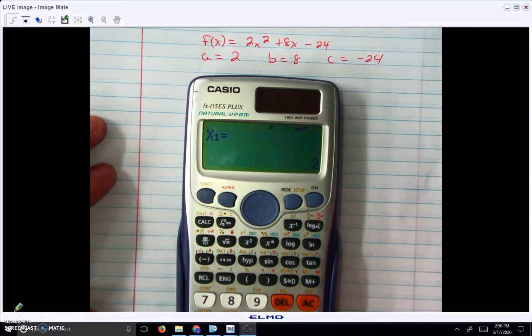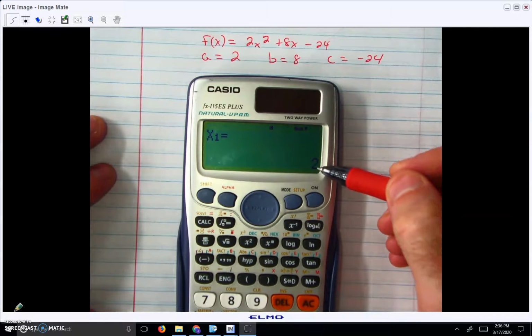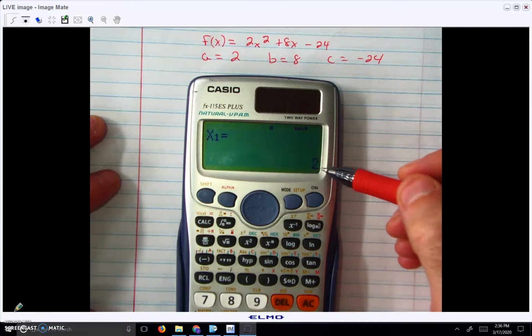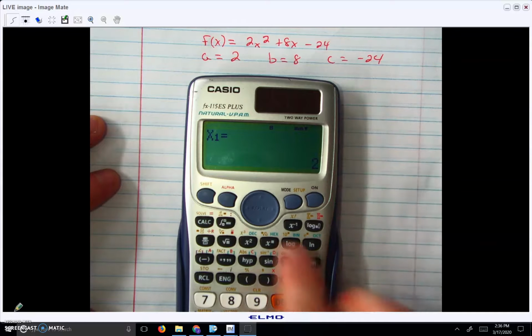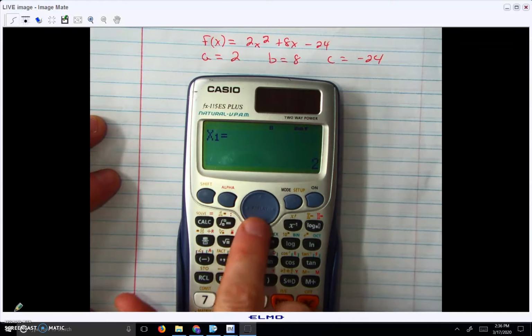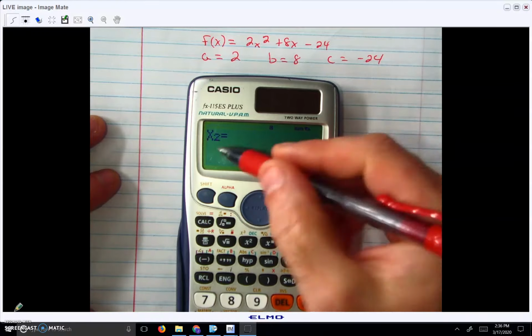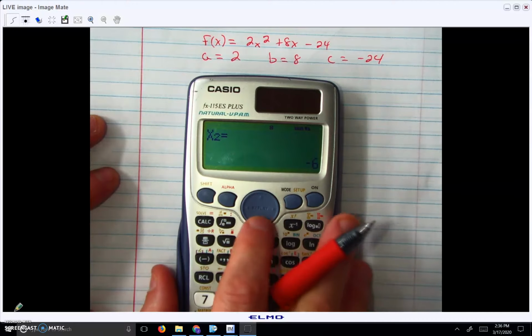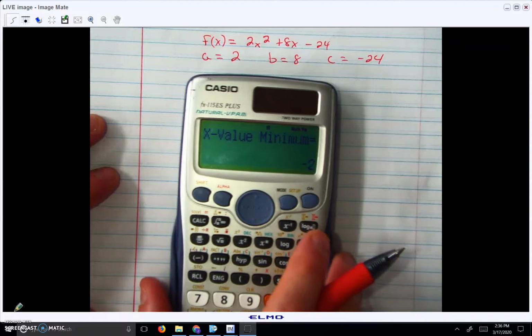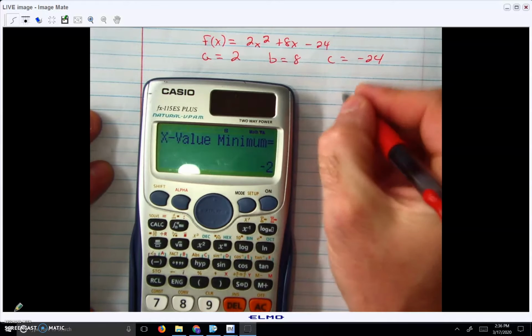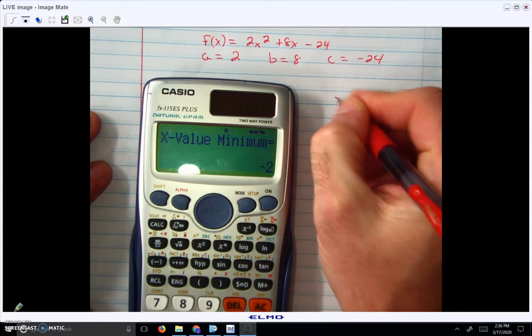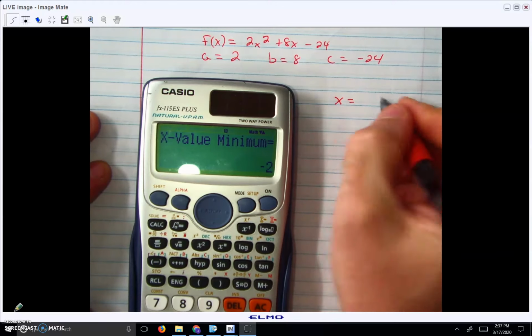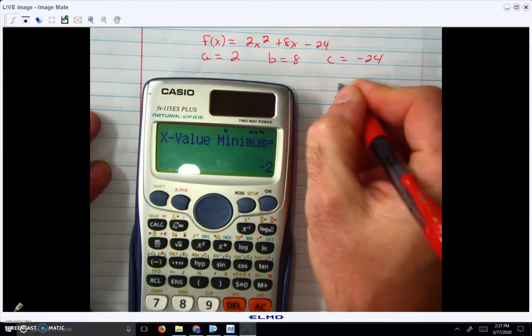So if it asks me for the zeros, my first 0 is 2. If it asks me for the x-intercept, my x-intercept is (2, 0), because remember, for x-intercepts, the y value is always 0. Then I can either use the arrow keys to scroll down or hit the equals key again, either way. So my other 0, my x2, is negative 6. And now if I wanted the axis of symmetry, this is where I get it. My x value of my minimum is x equals negative 2. So I know that my axis of symmetry is x equals negative 2.